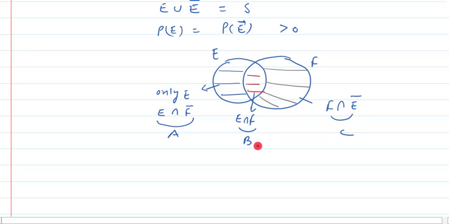Number two, if we combine the three, means find out union of these three, A union B union C, then the whole sample space is the result. And third one, that P(A), P(B) and P(C) are non-zero. So therefore, these can also be called to form a partition of sample space.